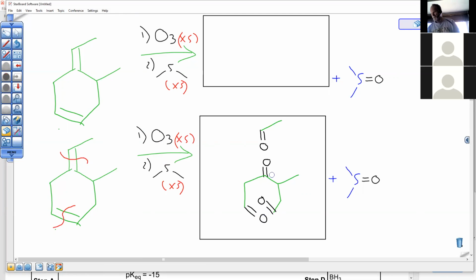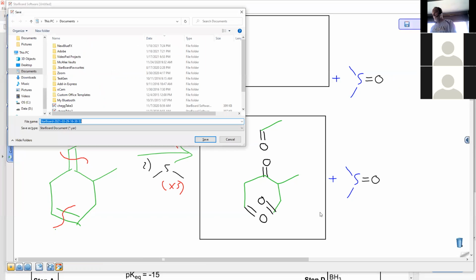We got a ketone on top, aldehyde up here, aldehyde there, another aldehyde there. And in a nutshell, that's your ozonolysis there.